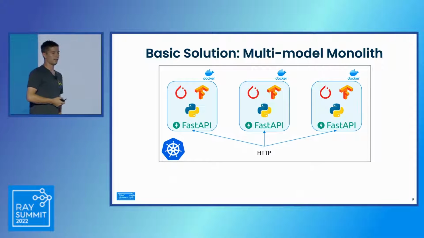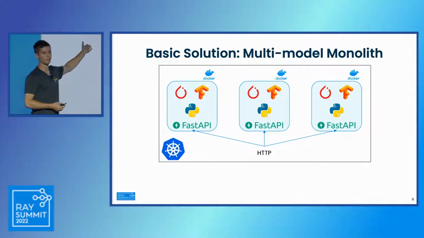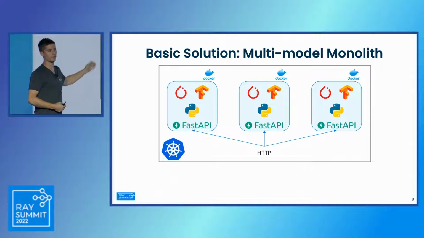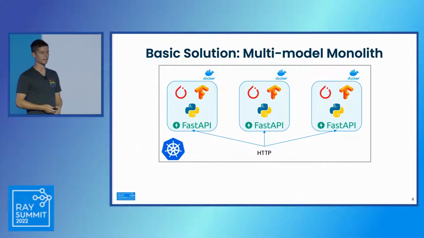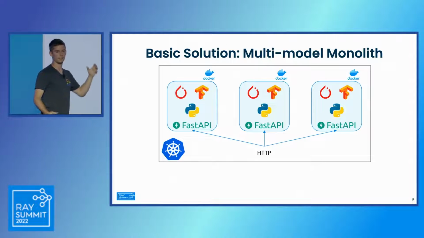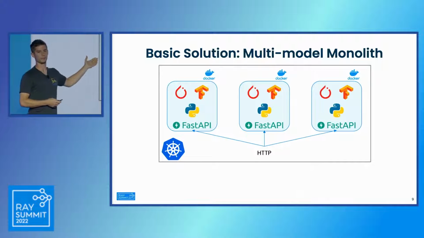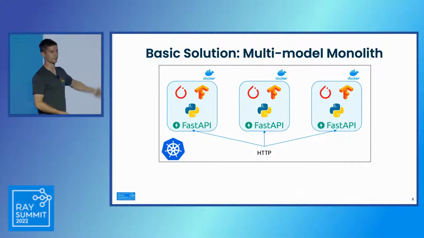So let's look at what is often the naive solution to this, which is let's just take all of our models and all of our business logic and pack it up in a single container. So you might take multiple models, maybe from different libraries, even PyTorch or TensorFlow, write a little bit of Python logic to glue them together, put it behind a web server like FastAPI or Flask, and then package that all up into a container and deploy it on something like Kubernetes. I'm sure many of the people in this room have built or seen something like this in the past.